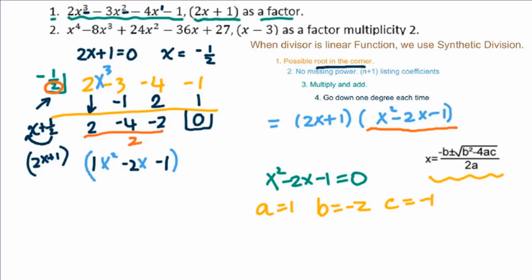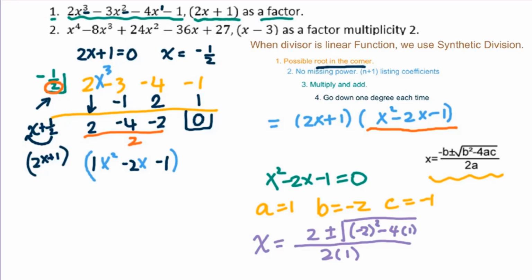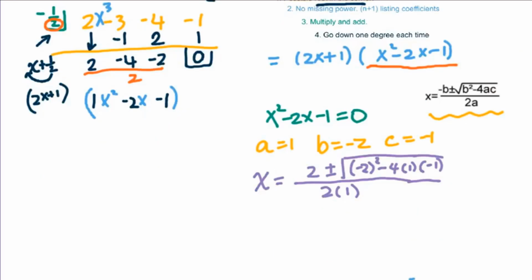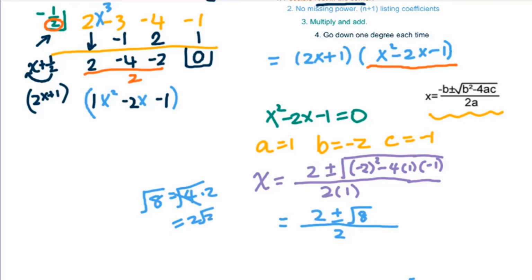Therefore, x equals, over 2a, that's 2 times 1. Negative b, the opposite of b, that's 2, plus or minus the square root of negative 2 squared minus 4ac. So we get 2 plus or minus the square root of 8. The square root of 8 is 4 times 2, then that's 2 square root of 2.